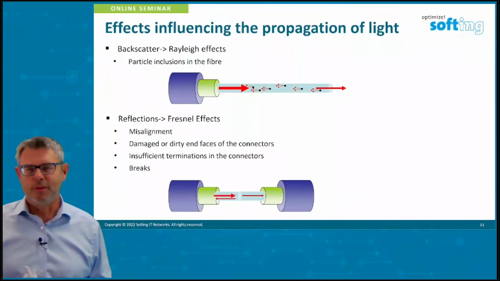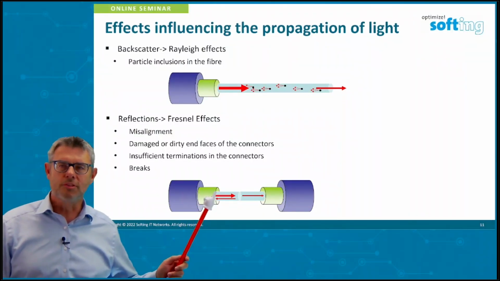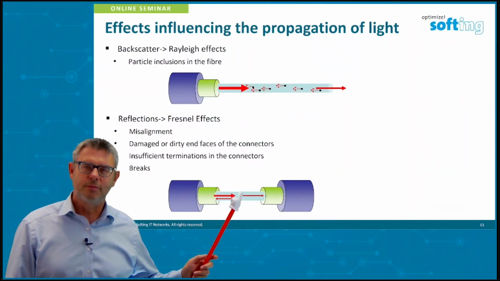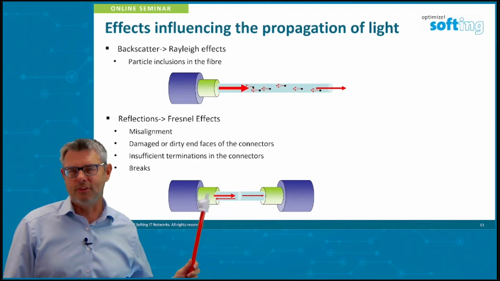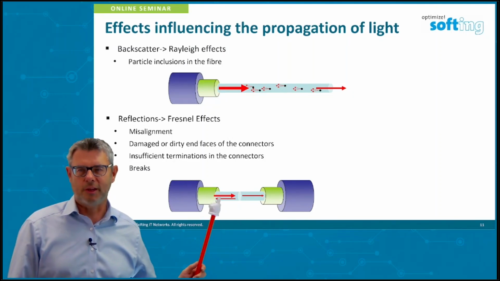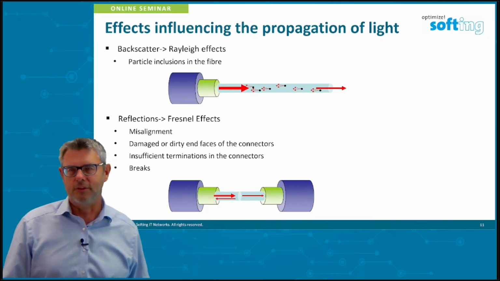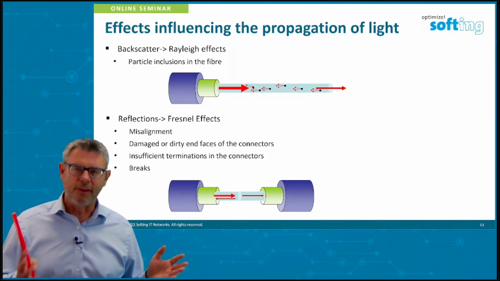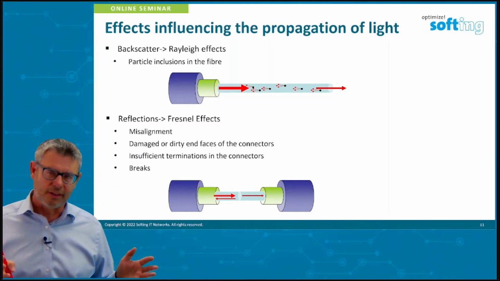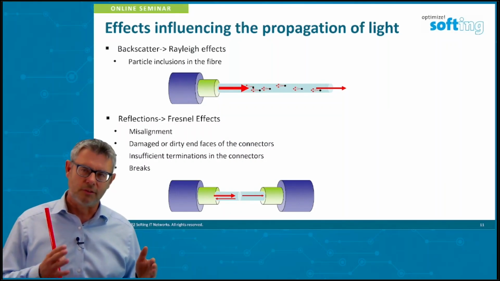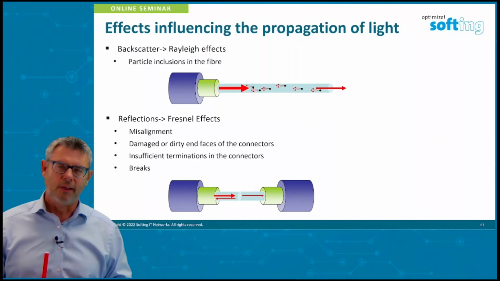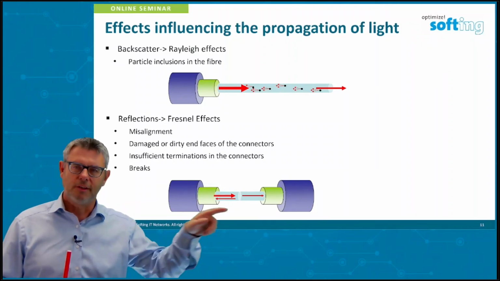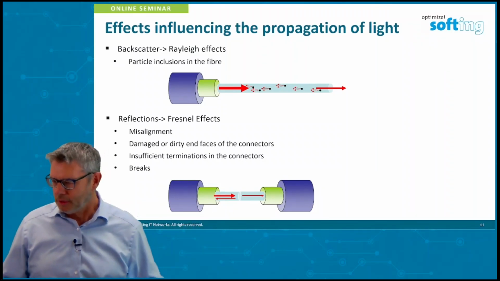These misalignments cause, of course, loss of energy, and what is more important is also reflection of energy. So we get a higher amount of reflection of energy on a connector. Typically, if you see a connector on an OTDR, you always see that the connector itself has some reflection and has some loss in the signal on its way through the connector. Okay, what else do we have?